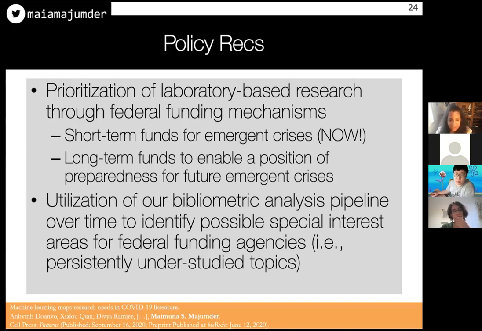Since publication of this study, numerous lab scientists have reached out to my group and thanked us for providing quantitative evidence for their anecdotal experiences, which they hope will help motivate reevaluation and redistribution of federal funding to lab-based research activities. Indeed, we foresee that our bibliometric analysis pipeline can be utilized by federal funding agencies over time to identify possible special interest areas too, including persistently understudied topics not only in basic science, but within clinical, modeling, and field-based science as well. As a result, we are keeping our pipeline up to date and will continue running it on the COVID-19 data set in the future to see what else we can learn about the information we're creating in response to the pandemic.